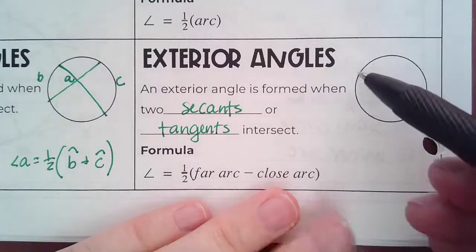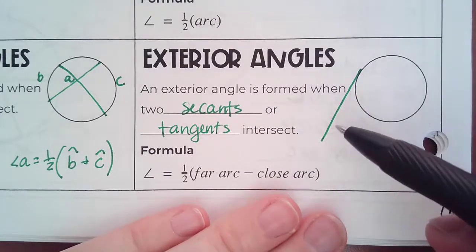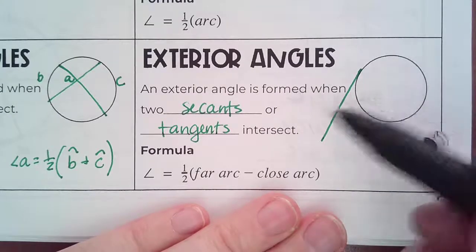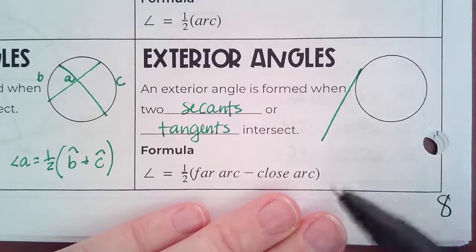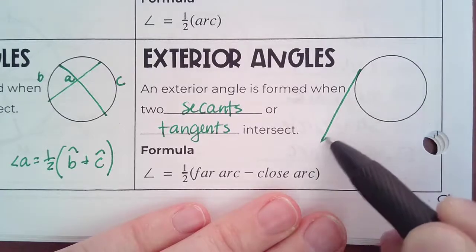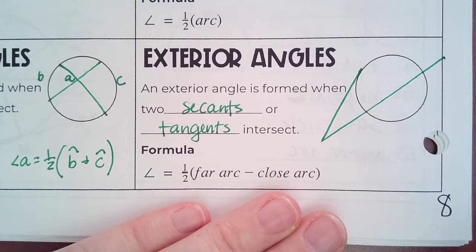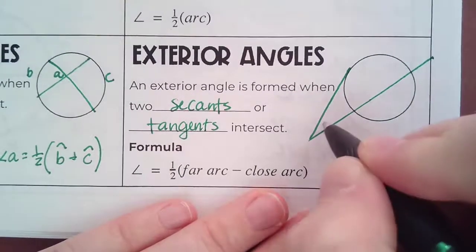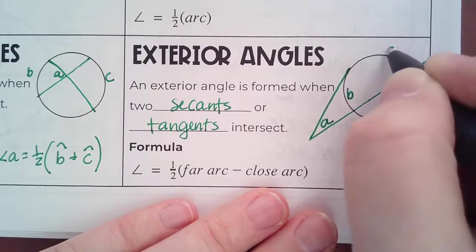So if I sketch what that could look like, this line would be a tangent because it doesn't pass through the circle, just touches the circle at one point. I could keep it going on forever, does not quite matter. And then if I create a secant here, I'll label these A, this arc I'll label B, this arc would be C.